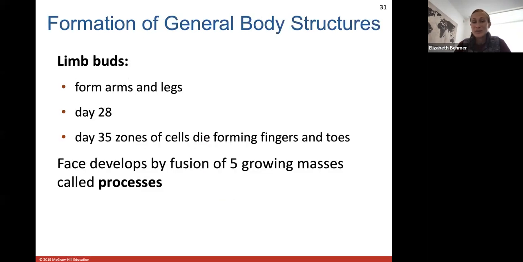General body structures, so limb buds. You can see limb buds around day 28.